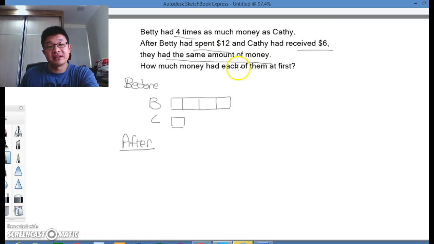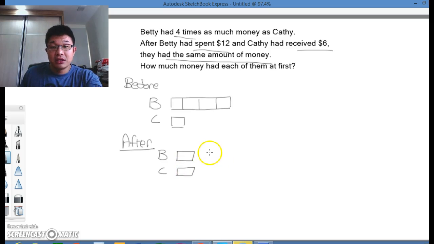Now, we use this as a starting point. They both have the same amount of money, so Betty and Kathy, they both have about this amount of money. Now, how big is this? It doesn't matter as long as these two are about the same size. They are the same size. Now, this happened for Betty because she spent $12. So, let us return $12 to her to find out what happened at first.